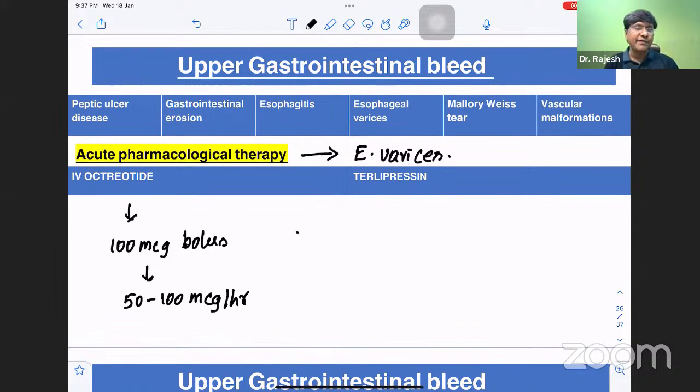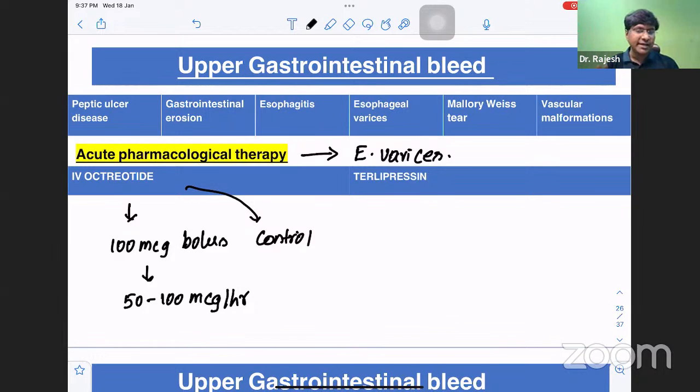Now, what is the mechanism of action of octreotide? Octreotide will reduce the splanchnic blood flow and will reduce the portal blood pressure. So in that way, it will control the initial bleeding. So this will control the initial bleeding by reducing the splanchnic blood flow and by reducing the portal blood pressure. Okay, right. And coming to terlipressin.